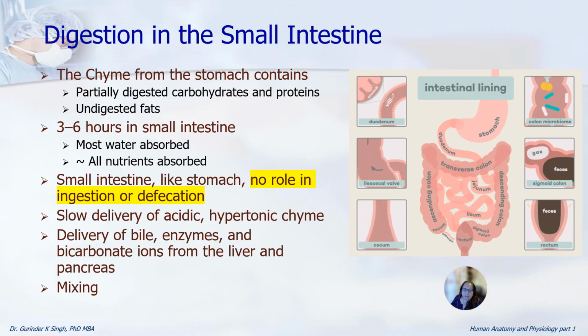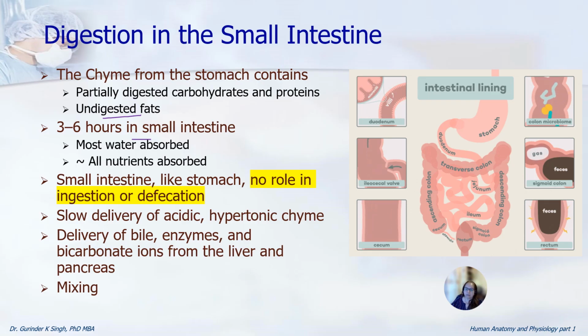Now let's look at the digestion inside the small intestine. Once the chyme comes out into the duodenum, what do we have? In the stomach we have partially digested carbohydrates, proteins digested because of the acid, and lots and lots of undigested fats. Those things move into the small intestine, and the food stays there anywhere between 3 to 6 hours. The small intestine will absorb most of the water, and all the nutrients are absorbed. The small intestine and stomach do not play any role in ingestion or defecation.